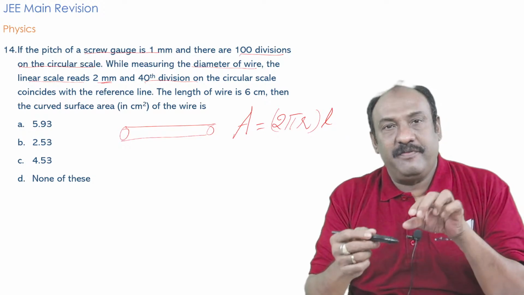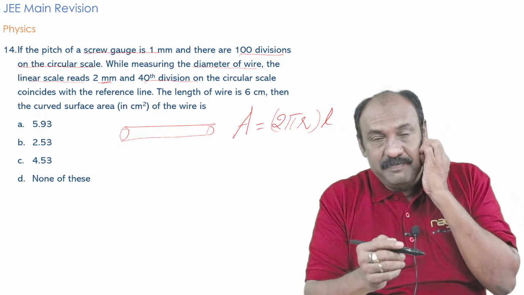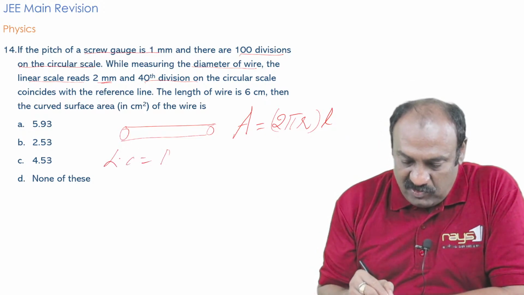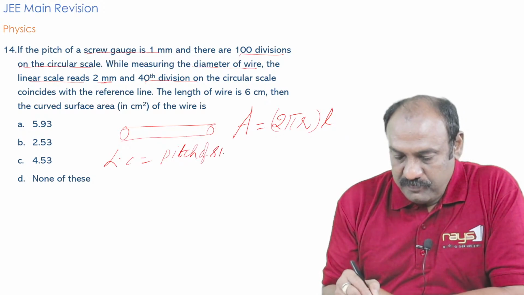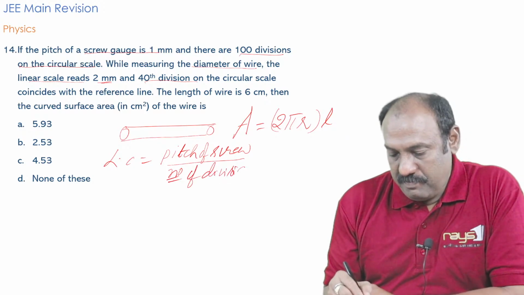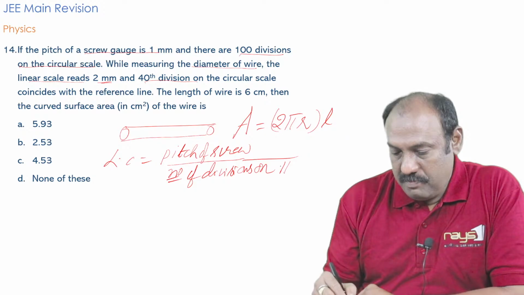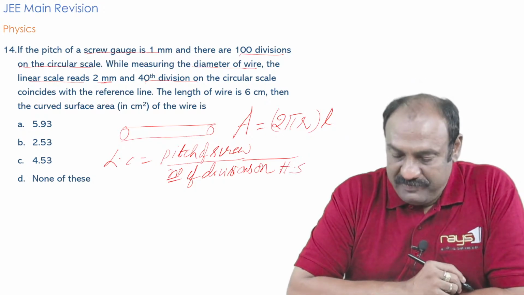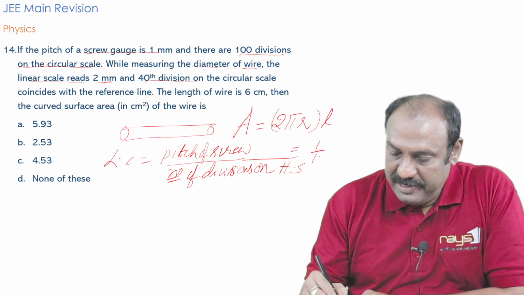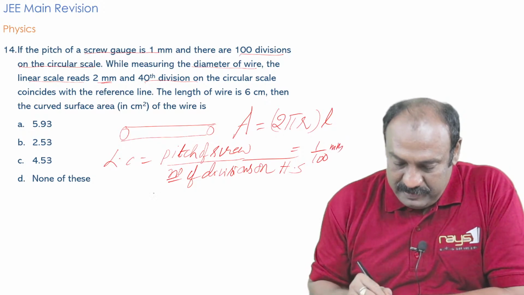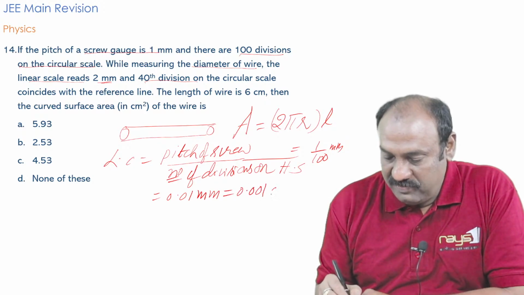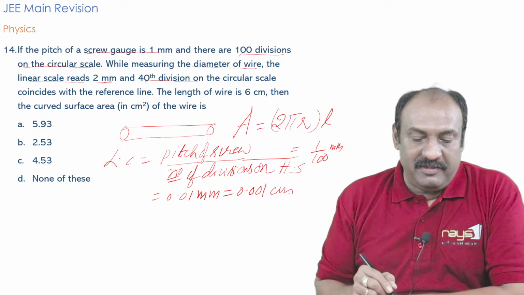So this wire is fitted in between the screws of the screw gauge, and the pitch of the screw is given. So what is the least count? Least count is equal to pitch of the screw by number of divisions on head scale. So pitch of the screw is 1 millimeter by 100, that is 0.01 millimeter, that is equal to 0.001 centimeter, the least count of the given screw gauge.